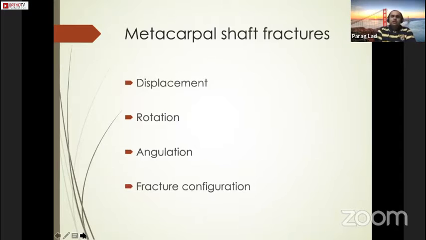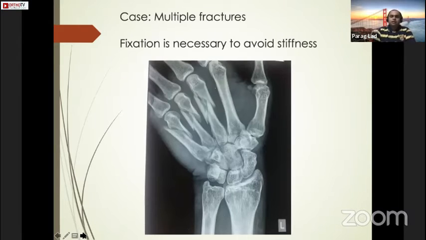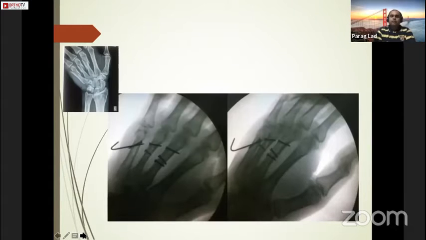In metacarpal shaft fractures, we have to consider these four parameters. If the fractures are completely displaced, or if they show rotational malalignment, or if the angulation is more than 15 degrees, or if the fracture configuration is comminuted, we need to fix them by surgical intervention. In multiple fractures, it is necessary to fix these fractures, otherwise stiffness is unavoidable, and sometimes we have to fix this fracture by interfragmentary compression screws.